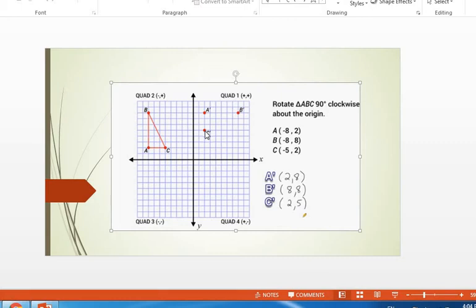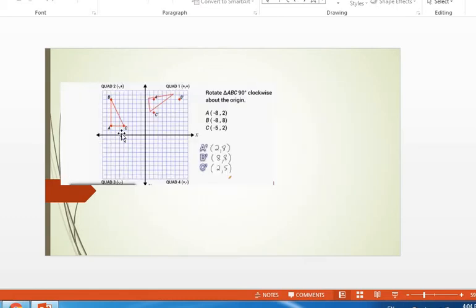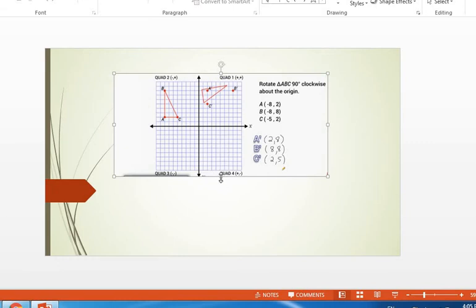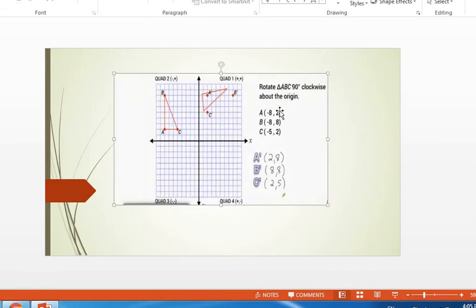So here C will be here. Then I connect my dots and draw the triangle. This is the rotation movement of the triangle. I show you here how to rotate my triangle. The rotation of triangle ABC is 90-degree clockwise.